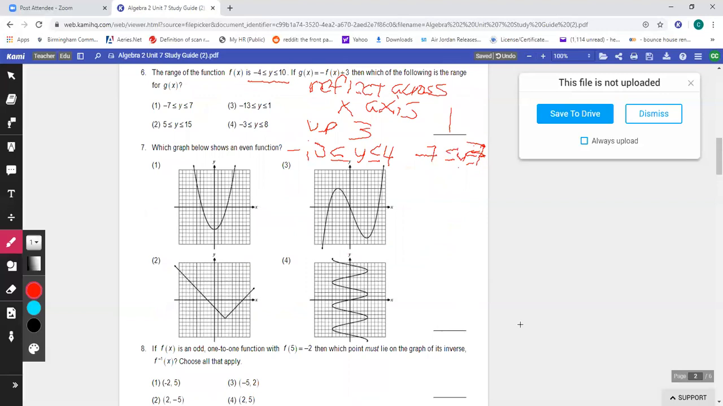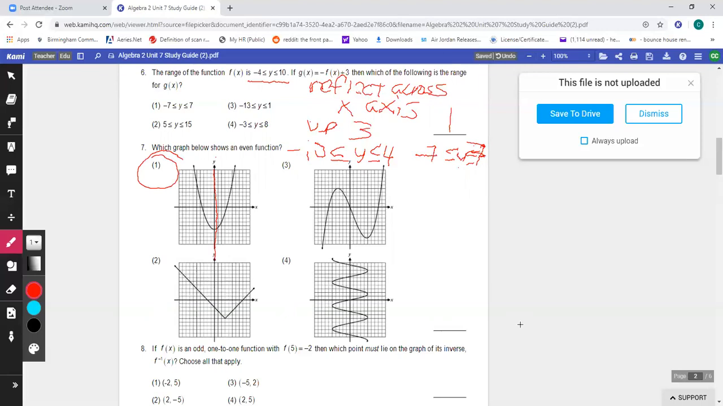Number 7, which graph shows an even function? Remember, even functions are opposite x values have the same y values. If you think of it graphically, it's always the one that's symmetric across the y-axis. So it's 1.